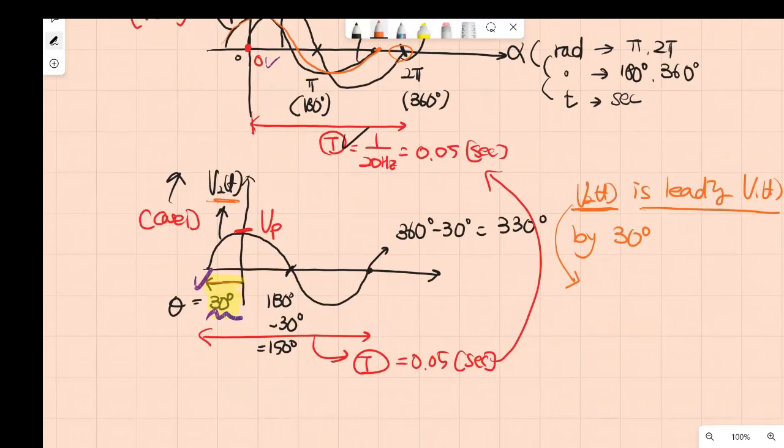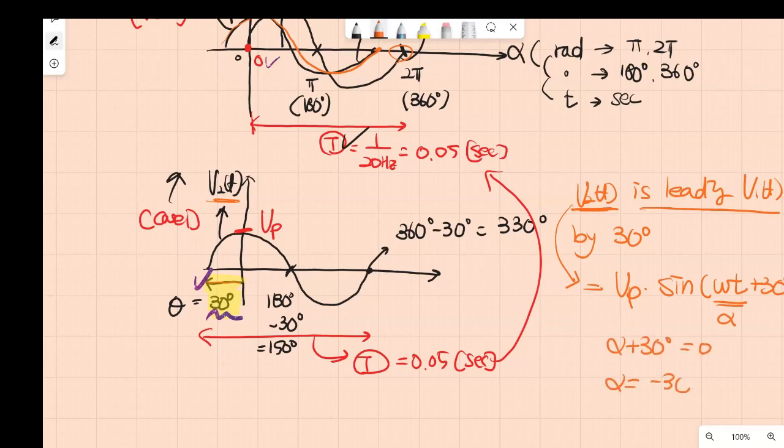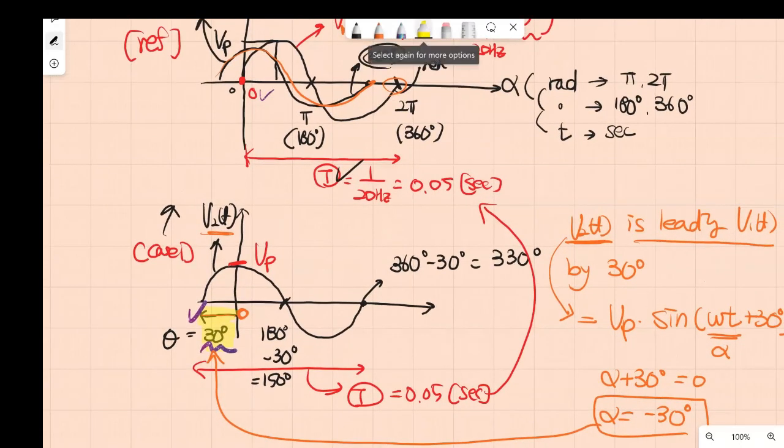So v2(t) equals V_p sine omega t plus 30. Calling omega t alpha, alpha plus 30 equals 0 gives alpha equals minus 30, which means from 0 the graph goes to the left. This is the reference, and case one is the leading case.